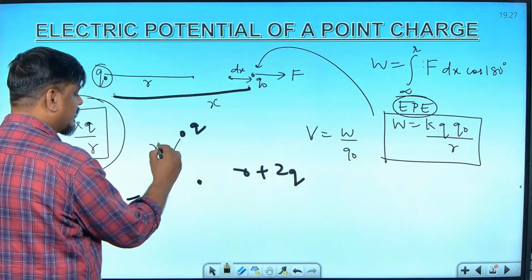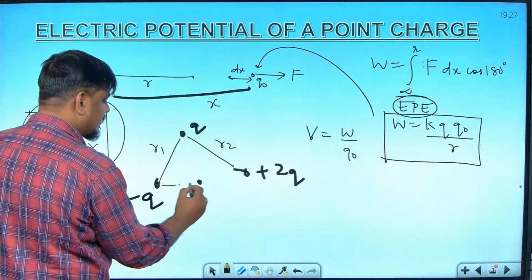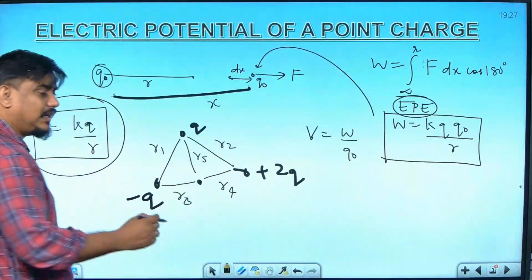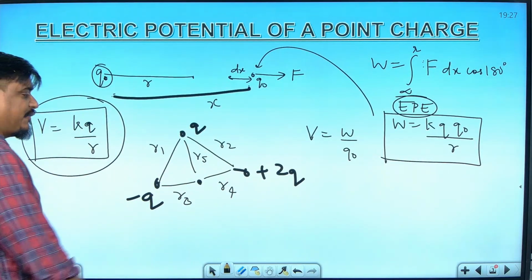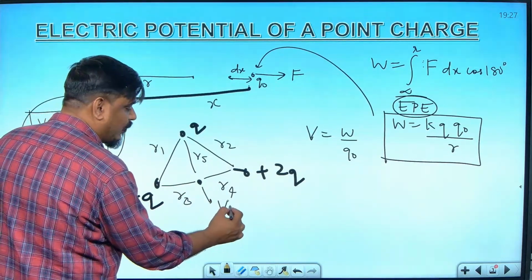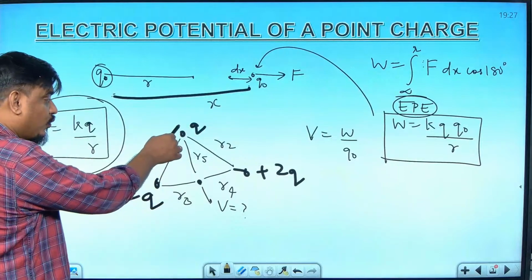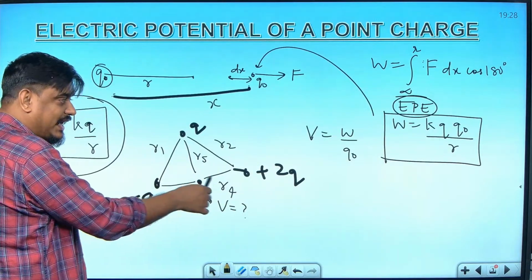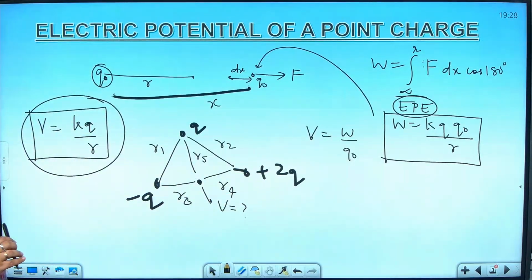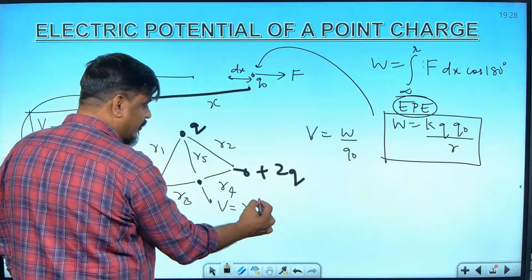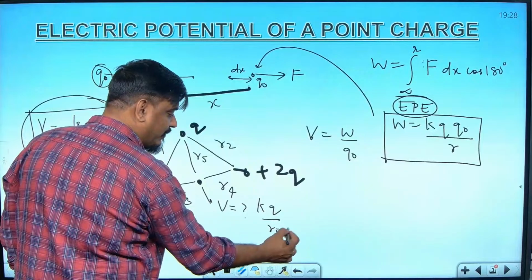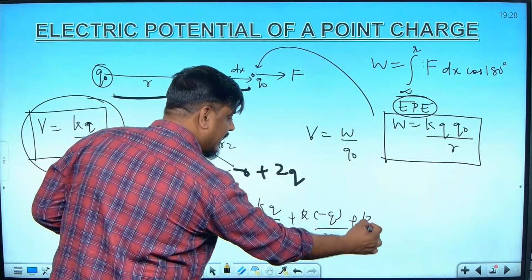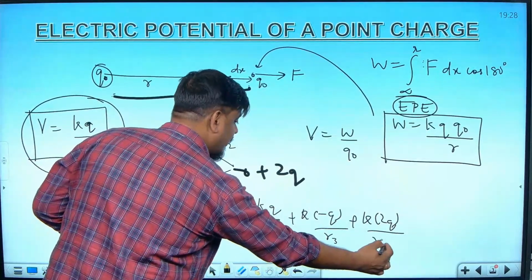Suppose this distance is r1, this distance is r2, this is r3, this is r4, and this distance is r5. They won't always give you these; sometimes you have to find all these distances. If I ask you what is the electric potential at this point, what will be the answer? It will be kq by r5 plus k into minus q by r3 plus k into 2q by r4. The potential V will become equal to k into q by r5 plus k into minus q by r3 plus k into 2q by r4.